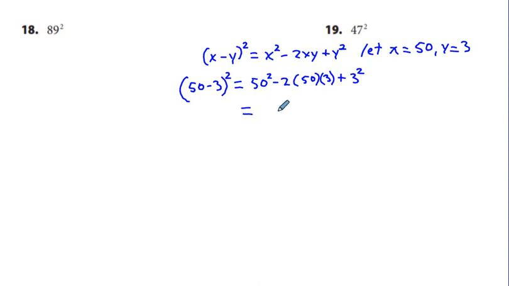And just working below, 50 squared is going to be 2,500. 2 times 50 times 3, well, 2 times 50 is 100, times 3, so that's going to be 300. And plus 3 squared is going to be plus 9. And so 2,500 minus 300, that's 2,200, plus 9 is going to be 2,209. Okay, so that's going to be using that particular identity.